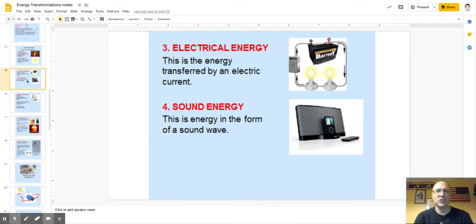Electrical energy, we studied this in December, and then parts into January, with electrical energy, with electricity. And it's energy transferred by electrical current through a circuit.